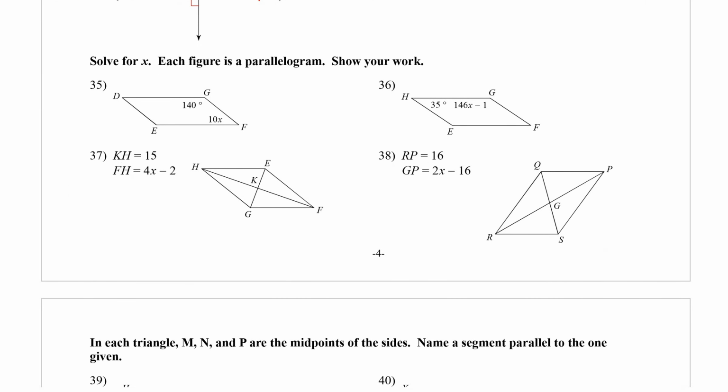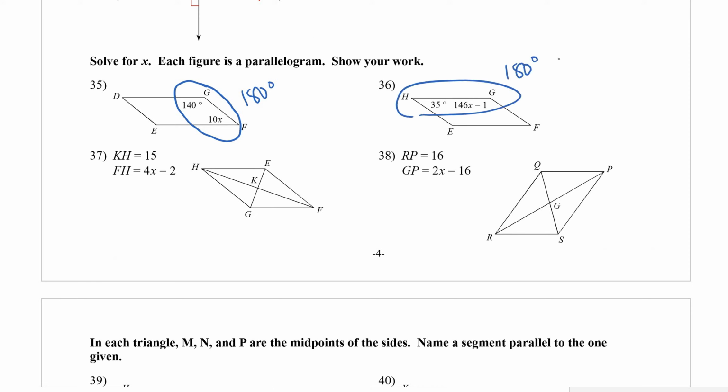Here's some more problems about parallelograms. These two are going to add up to 180. These two are going to add up to 180, so you'll write an equation. When you're looking at problem 37, KH and FH are diagonals and they should be equal to each other. So you take these two parts and set them equal to each other.